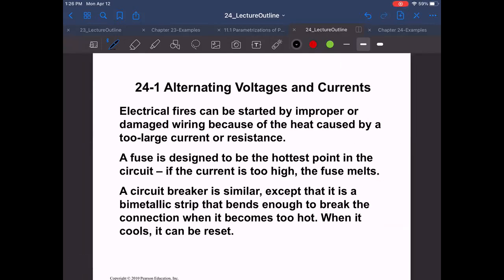Electrical fires can be started by improper or damaged wiring that causes too much current, and you end up getting too much heat and it makes a fire. We used to have fuses in a house, and you still have fuses a lot of times in cars or in Christmas tree lights. It's a little piece of metal that is designed so that if it reaches a certain temperature, it will suddenly melt and break. As long as it's below that temperature, it lets current flow.